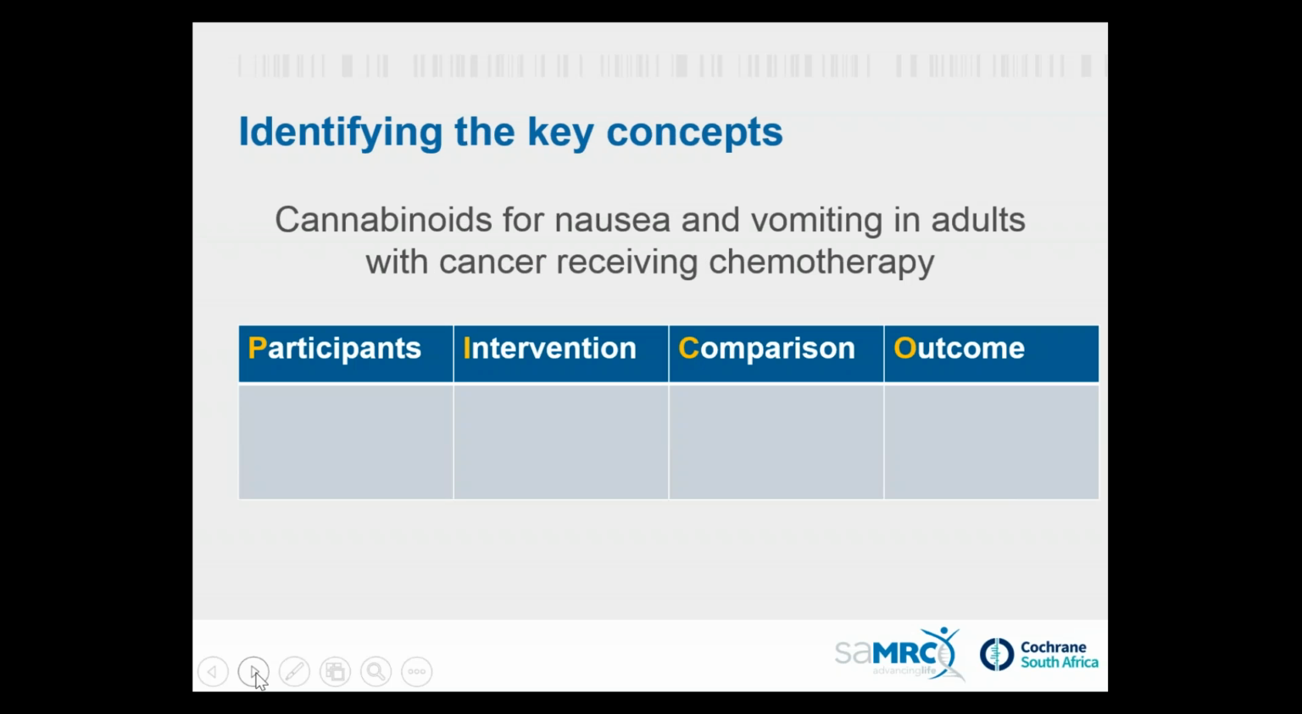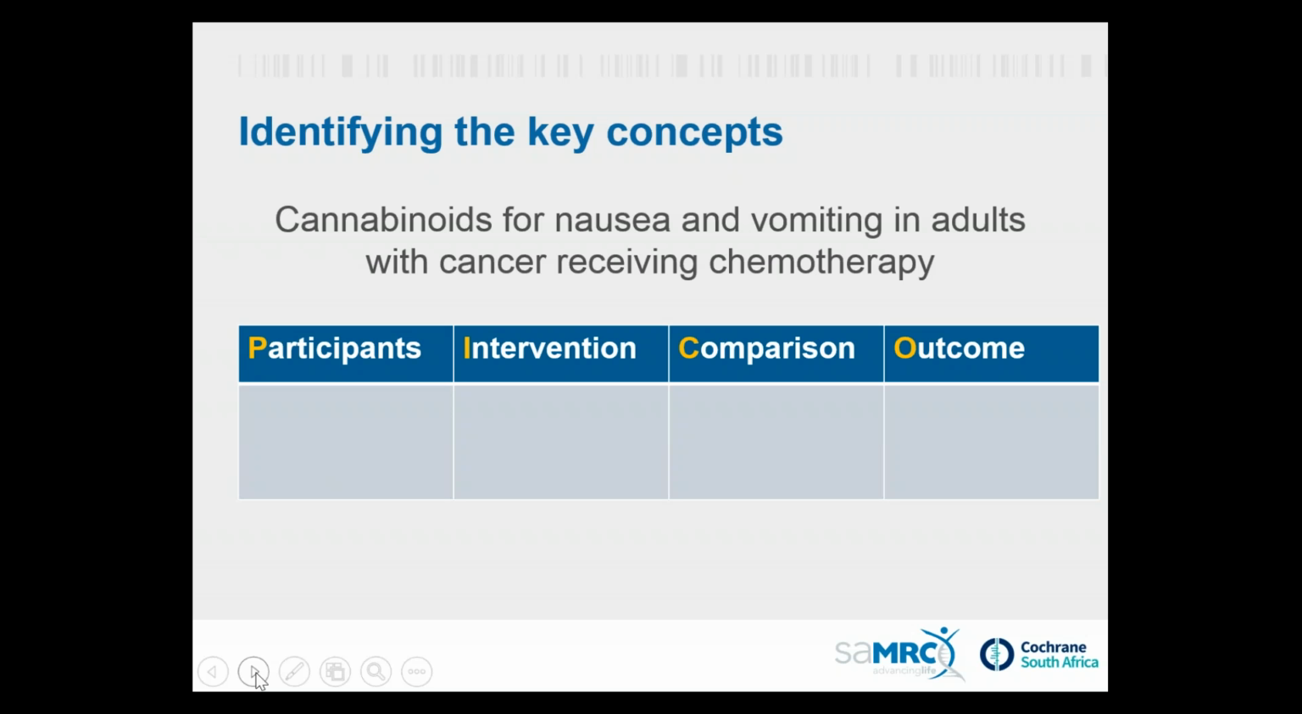The example that we're going to be using is a case scenario. We had a member of parliament who was suffering from cancer, and he wanted to legalize cannabis for medicinal use. We needed to find information on cannabinoids for nausea and vomiting in adults with cancer receiving chemotherapy. So what I'd like you to do now is see whether you can identify the various concepts for this. I'll give you a minute.